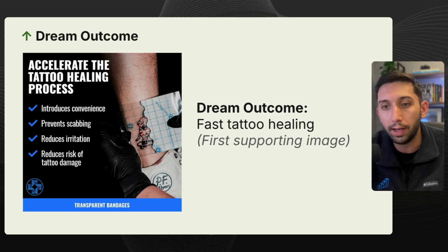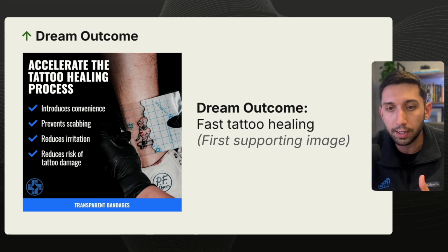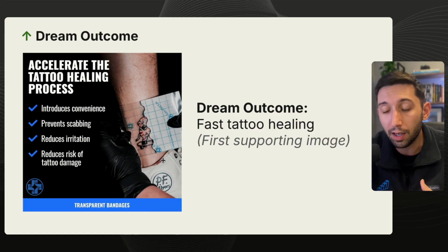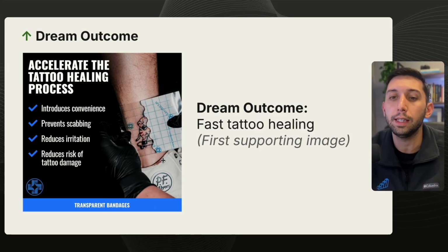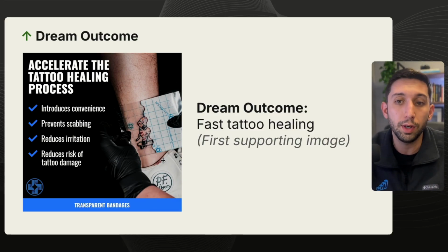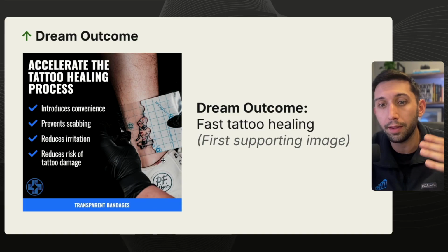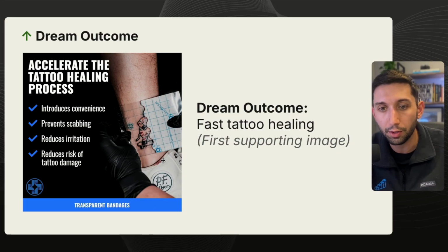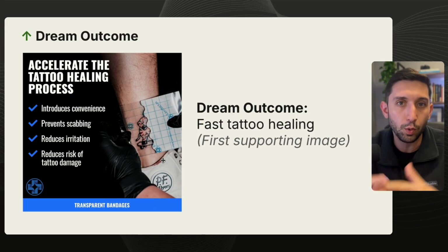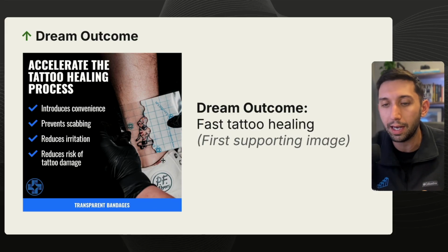One more example. This is for a tattoo aftercare brand called Sanoderm. They are selling tattoo bandages, and what the customer wants is fast tattoo healing. And so we've come out with the headline, accelerate the tattoo healing process, prevent scabbing, reduce irritation, reduce the risk of tattoo damage. This is what the customer wants. Again, we're leading with that image.